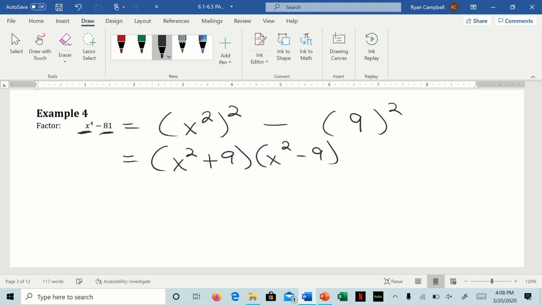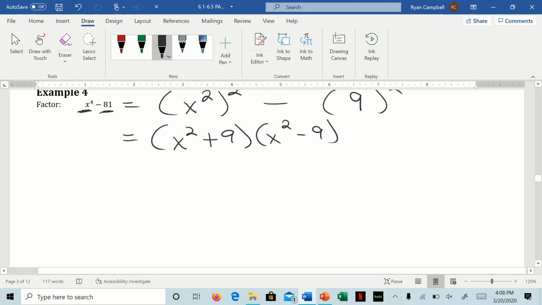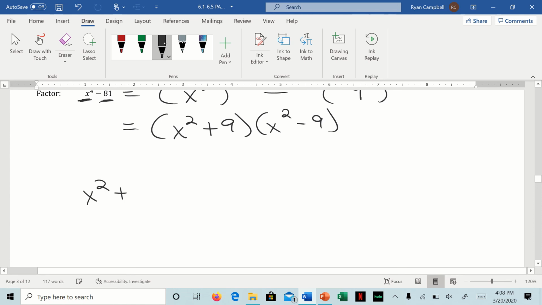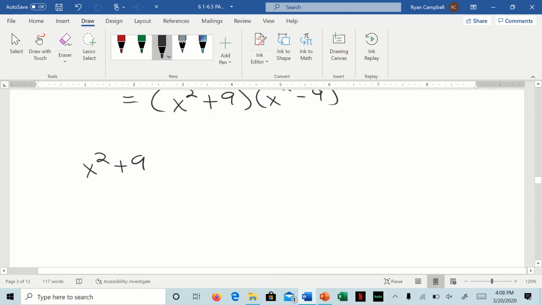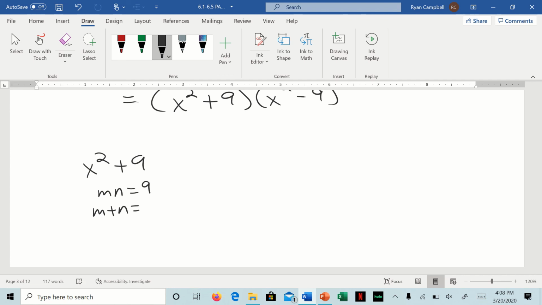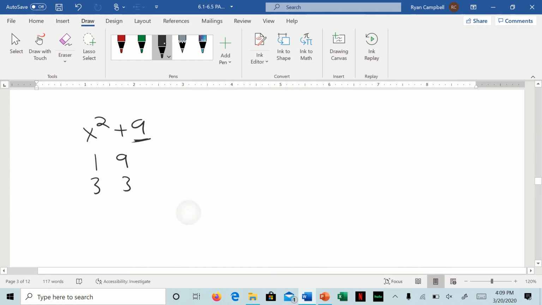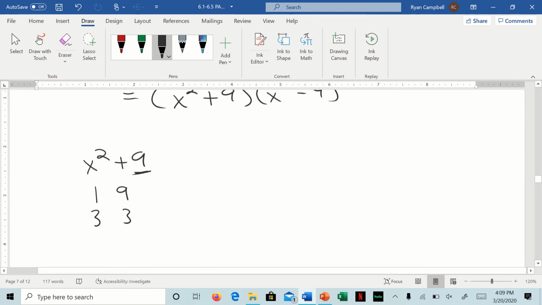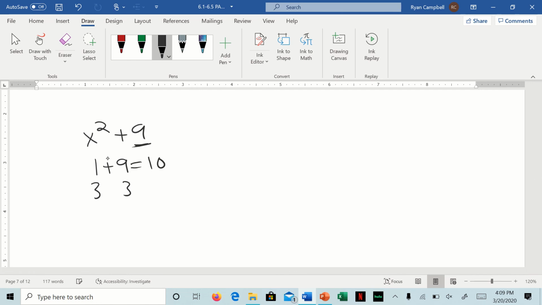But uh-oh, we have squares, so maybe we can go even further, right? Let's look at the x squared plus 9. So what two numbers multiplied gets you 9, and added gets you what? 0, remember, this is 0x. So when we multiply these factors, what do we get? We get 1 and 9, 3 and 3. If we add these together, 1 plus 9, whoops. So 1 plus 9 is 10, not 0.